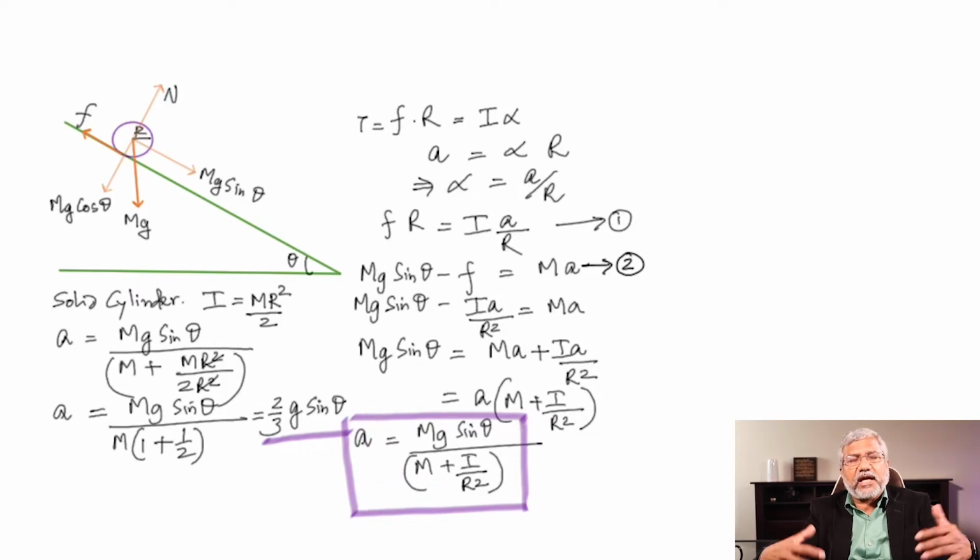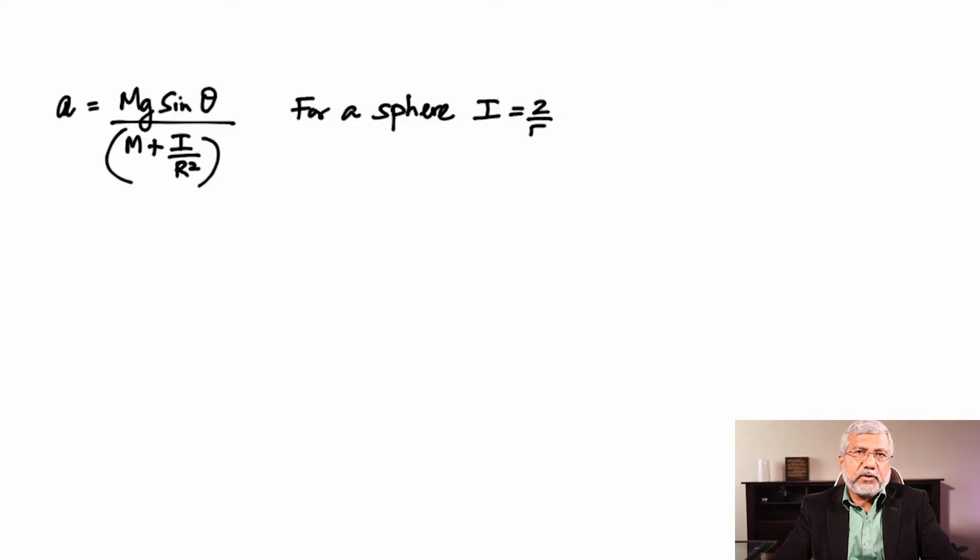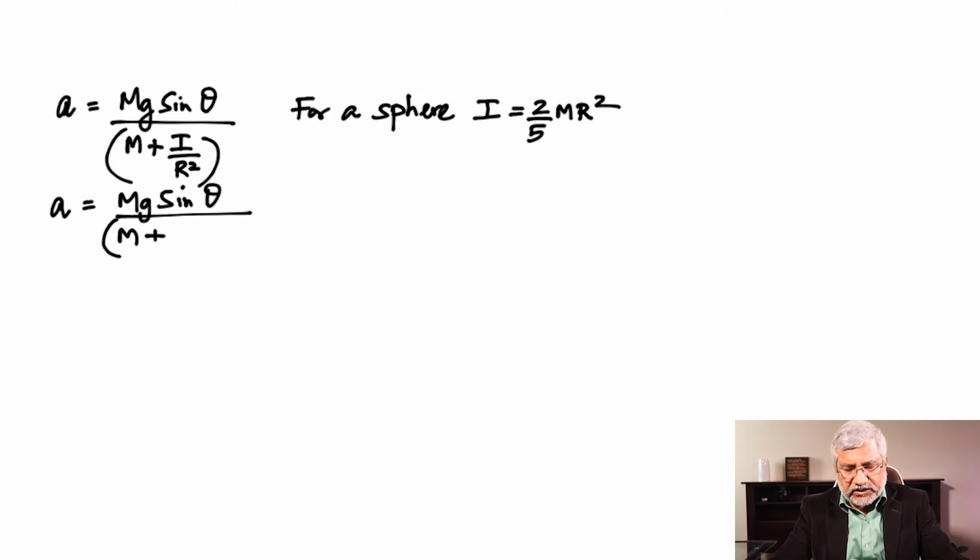And it can be applied to different shapes. And I showed you what happens when you apply it to a disk. So now, if it's a solid sphere, what's going to happen? If it's a solid sphere, then we need to substitute the formula for rotational inertia of a solid sphere, which is 2 by 5 mr squared. When you do that, you get a is equal to mg sine theta by m plus 2 by 5 mr squared by R squared.